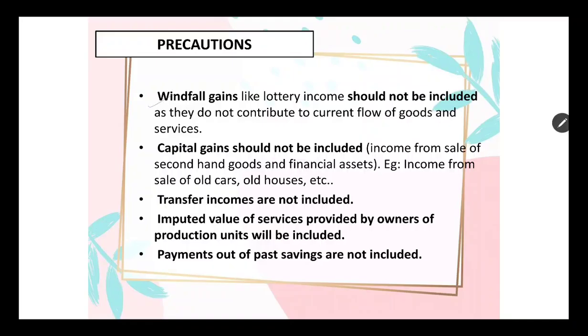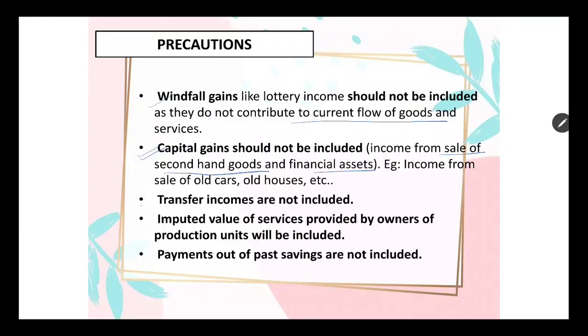Windfall gains, like any income that has been generated from lottery, are not to be included because they do not account for any production activities, and they do not contribute to the current flow of goods and services. Then any sort of capital gains should also not be included. For example, they have stated over here the sale of second hand goods and financial assets, because again the income, when it was generated, has already been accounted for in the year when it was sold. So in that case the second hand goods are not to be included, right? It will not account for the current flow of the current year. It will not account for any goods and services, so here we do not include them.